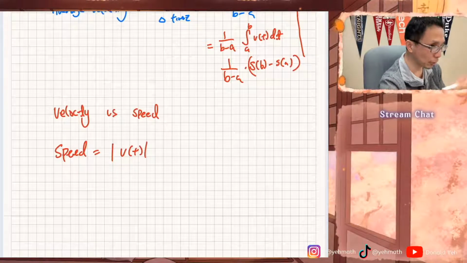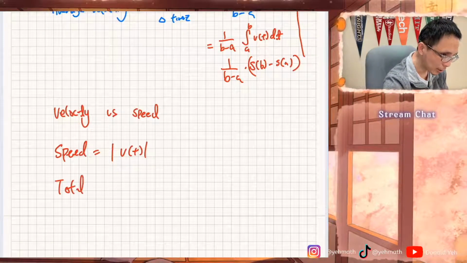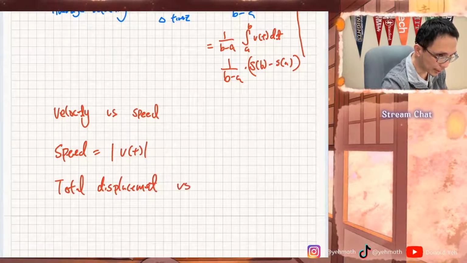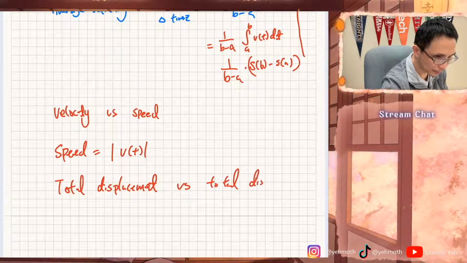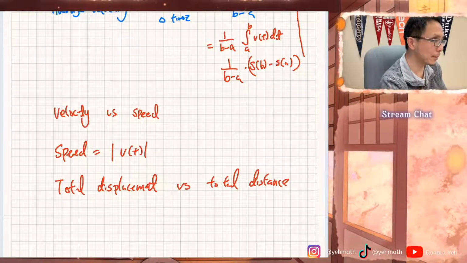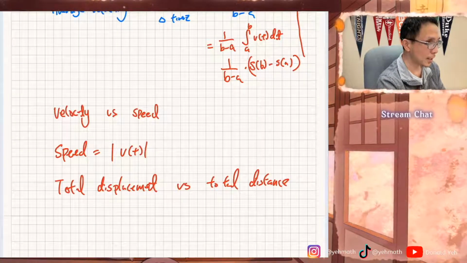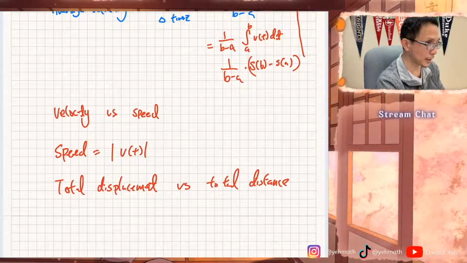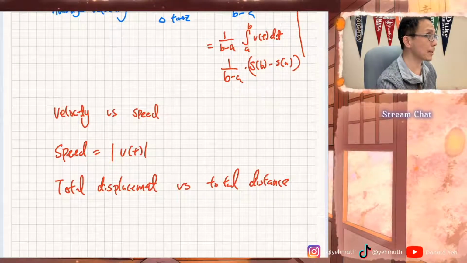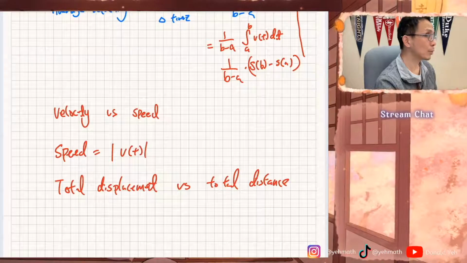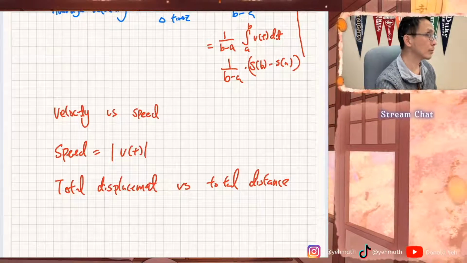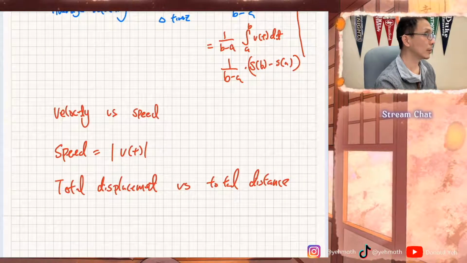Total displacement versus total distance. There are two types of questions on the AP exam. They can ask you total displacement or total distance, and you want to figure out which is which. So what's the major difference between total displacement and total distance? Displacement is how far you are from the starting point, overall, and distance is how far you've gone over the entire course.